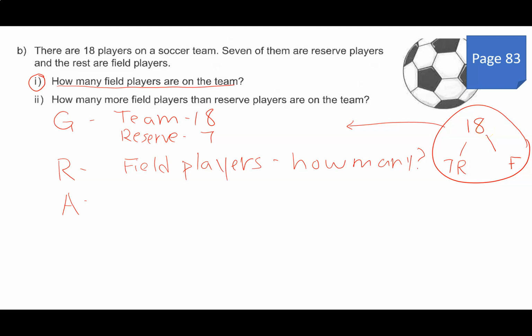So we're going to let X stand for field players. So right underneath there, I'm going to write an X to remind myself. So X equals the total 18 minus 7. There are 7 reserve players. X will tell us the number of field players. I would like you to solve that equation and then write a sentence.